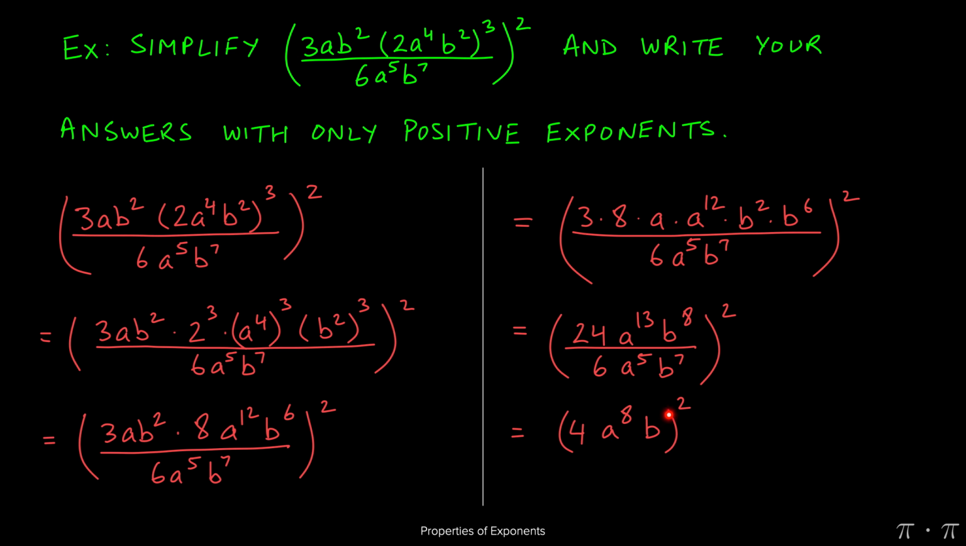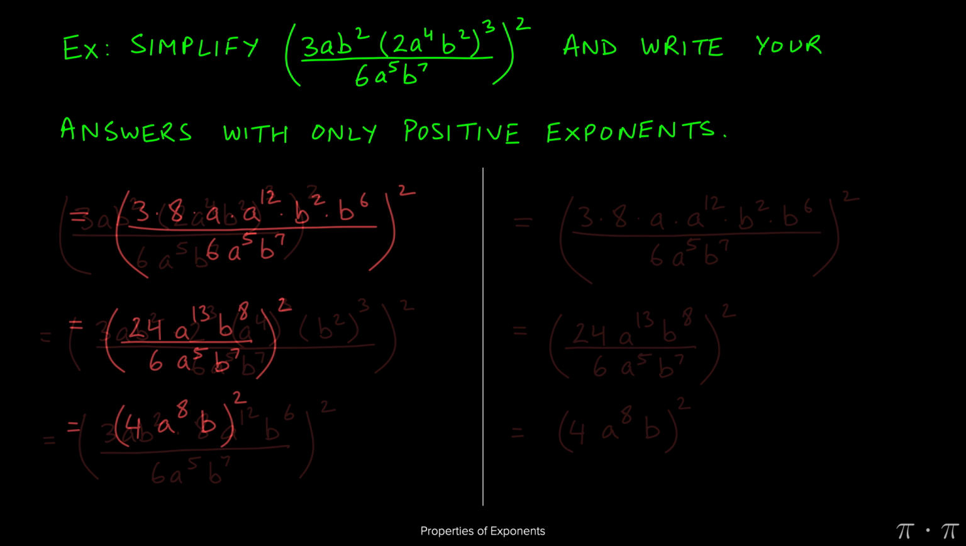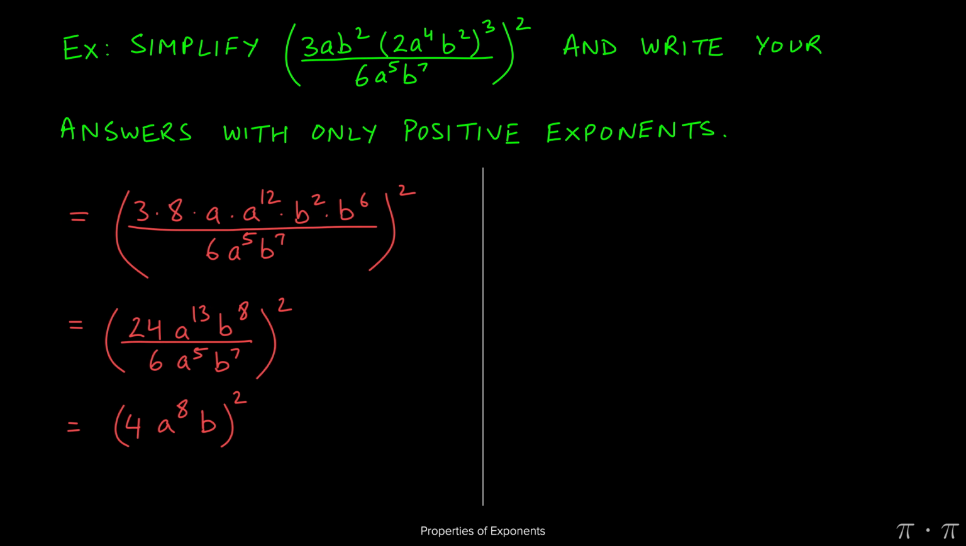All of this is still being squared. So now, since nothing on the inside can be simplified further, we can distribute the square to each of the terms by using the product to a power rule. So this gives us 4 squared times a to the 8th squared times b squared. Now, since we have a power raised to another power, that can be simplified to a to the 16th, b squared, and finally the 4 squared just gives us 16. The question had asked us to represent our answer with positive exponents, which we have done.